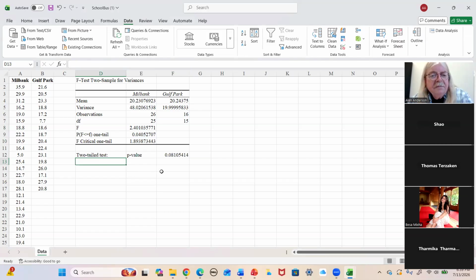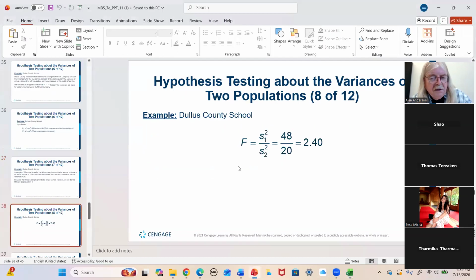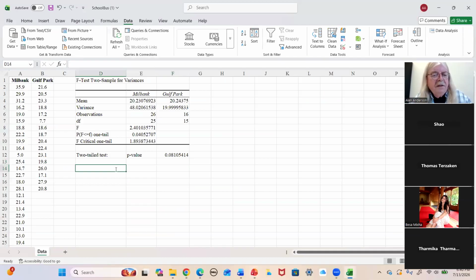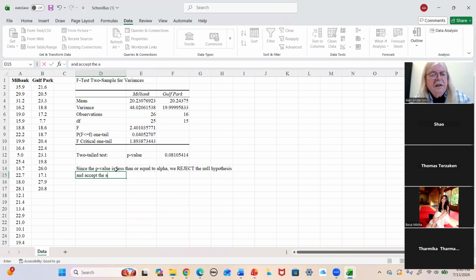We can reject the null, that the two are equal. Okay. Yeah, the null is rejected. So since the p-value is less than alpha, reject the null hypothesis and accept the alternative that the population variances are different.